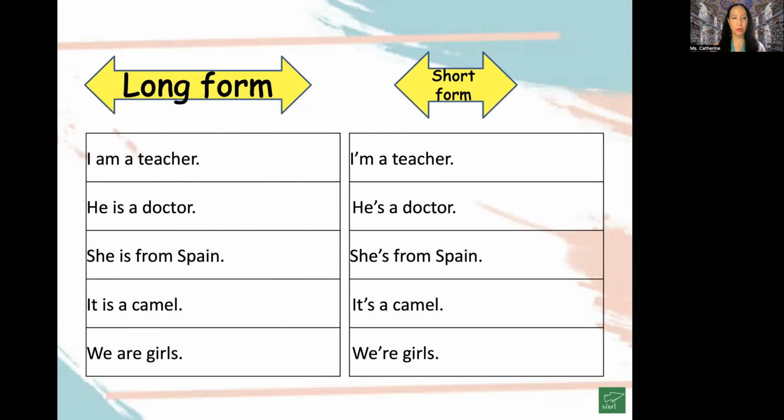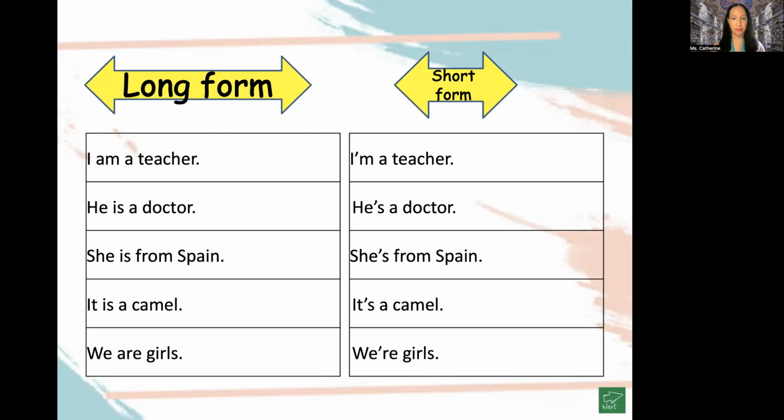How do we say the short form of she is from Spain? That's right. She's from Spain. Not cheese from Spain. She's from Spain. Good job. So how would we say the short form? It is a camel. It's a camel. Good. How would we say the short form of we are girls? That's right. We're girls. Not weird. We're girls.